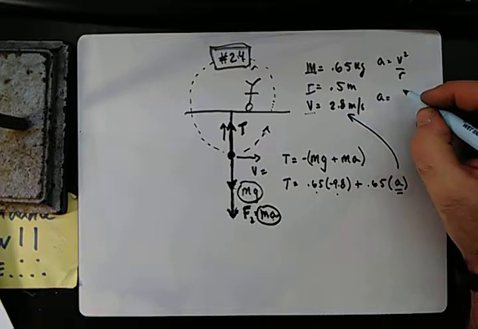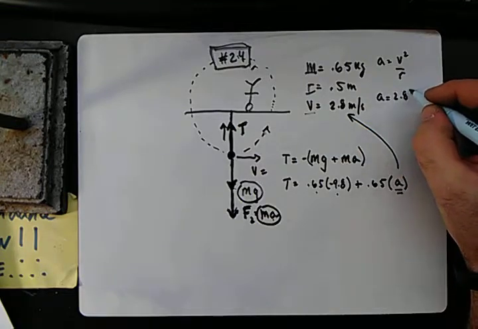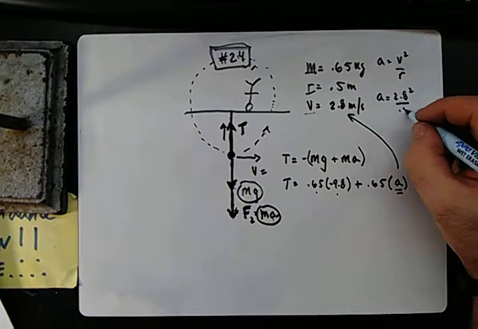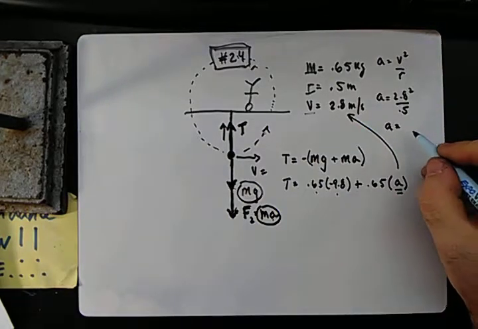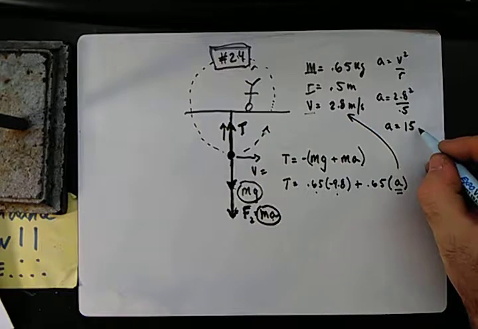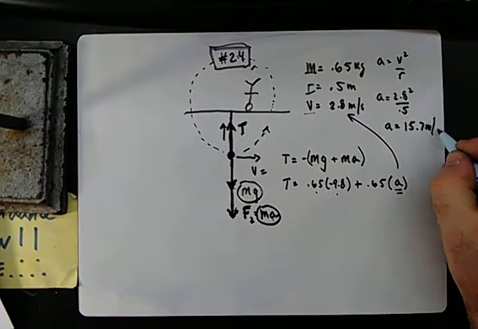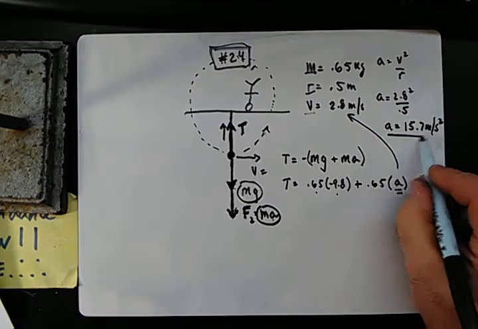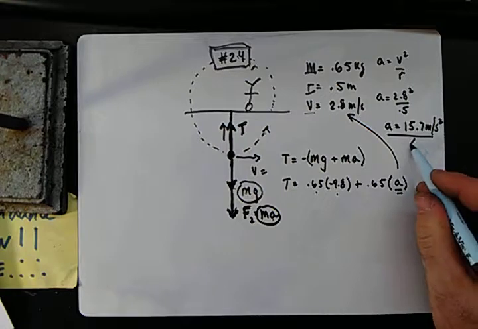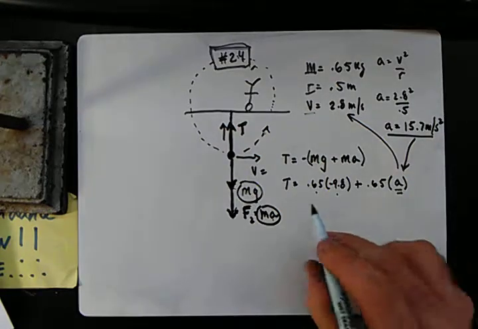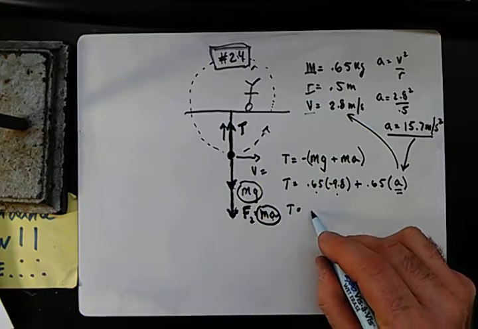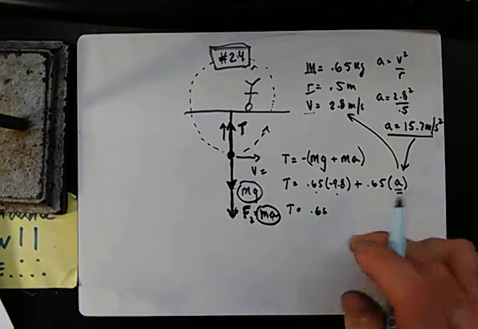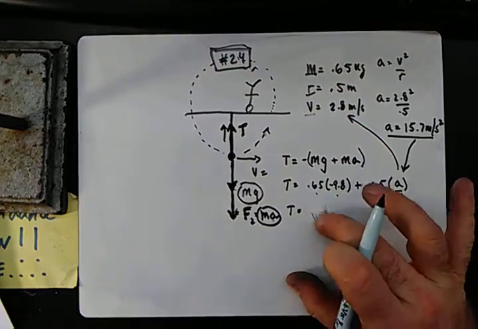So acceleration, 2.8 squared over the radius. We can find that. And in doing the calculations, I ended up with 15.7 meters per second squared. So that number has to be put into our acceleration. So let's clean this up a little bit. Tension in the string, 0.65. Let's actually do this out. So 0.65.